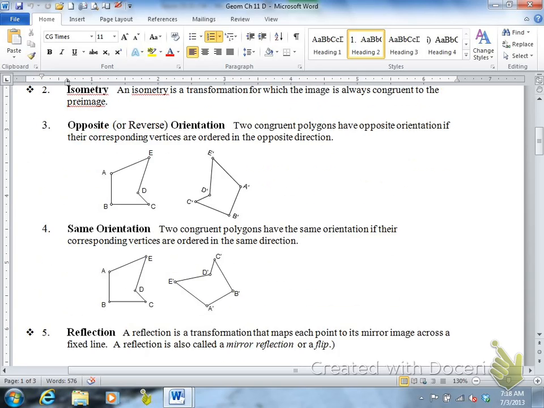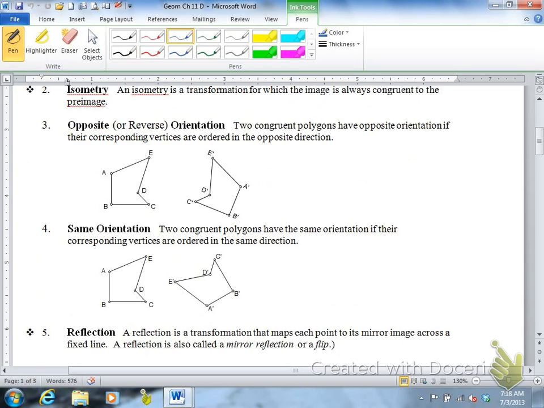If it changes shape, if it changed from like a triangle to a square or something, that's not congruent to itself. There's two types of orientation, opposite or reverse orientation. Two congruent polygons have opposite orientation if their corresponding vertices are ordered in the opposite direction. So notice if you go alphabetically, you have A, B, C, kind of going counterclockwise. Reverse orientation, now A prime, B prime, C prime. You're going in the opposite direction, the reverse direction. As I mentioned before, A and A prime correspond to each other. And the A prime is pretty handy, so you don't have to figure out if they were using W, X, Z, you don't have to figure out which one goes to which.